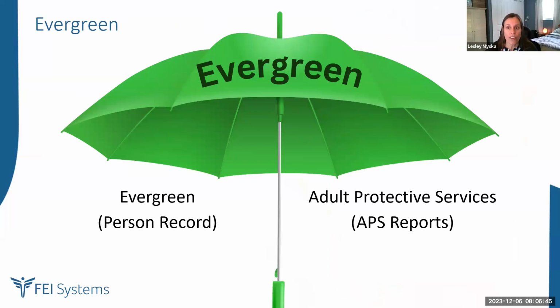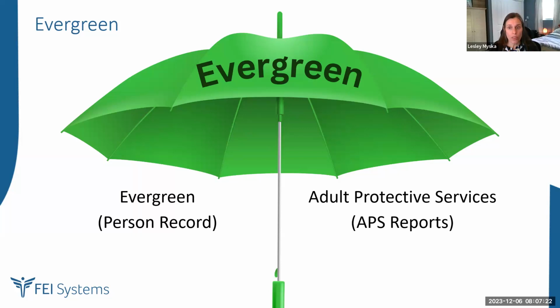It's important to note that there are two separate sections of Evergreen. There's the Adult Protective Services side of the system, and there's the Evergreen Person Record side of the system. The Adult Protective Services side of the system is used to capture Adult Protective Services reports, or APS reports. This has been live since June of 2020. The Evergreen or Person Record side of the house is where we're going to focus our effort today, and is where all of our EIS functionality will reside when we go live in January of 2024.